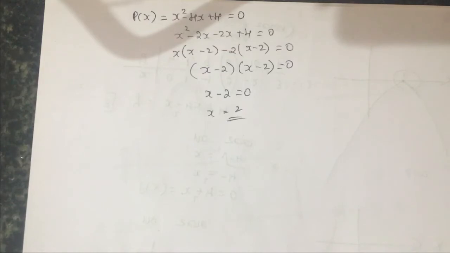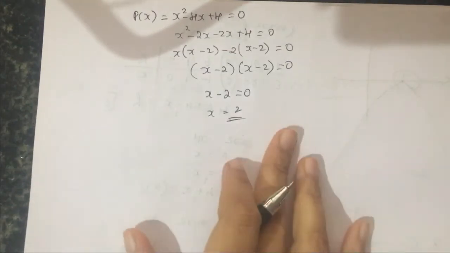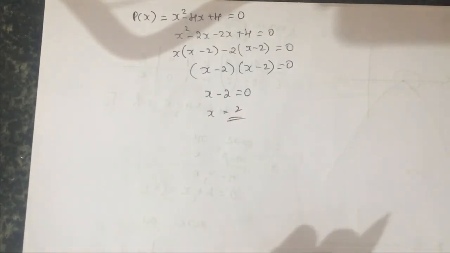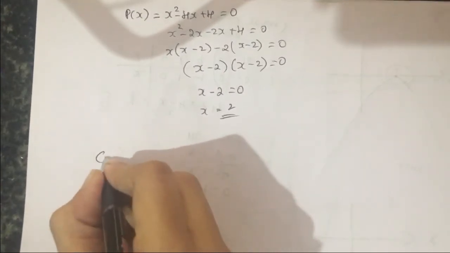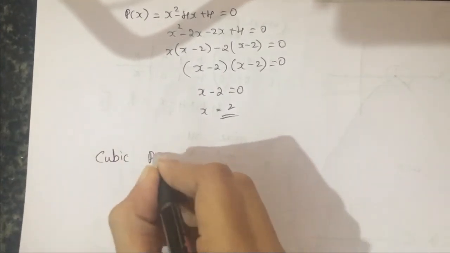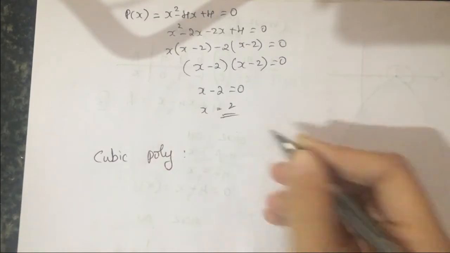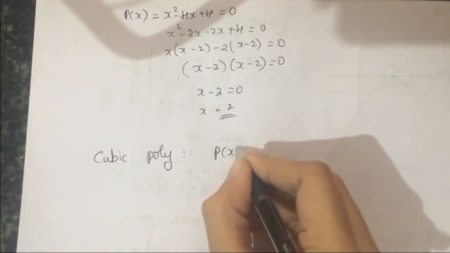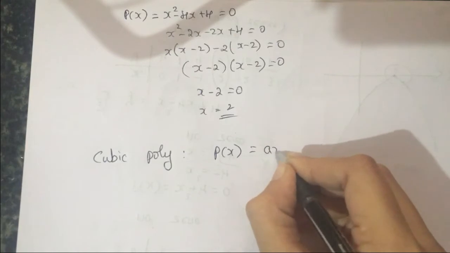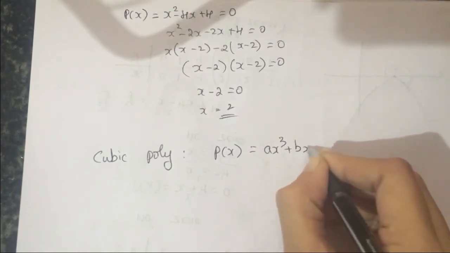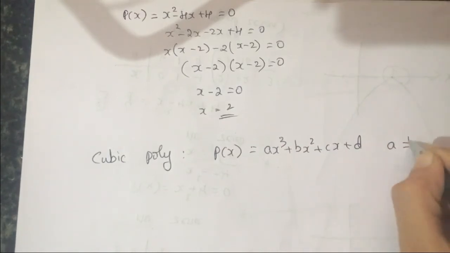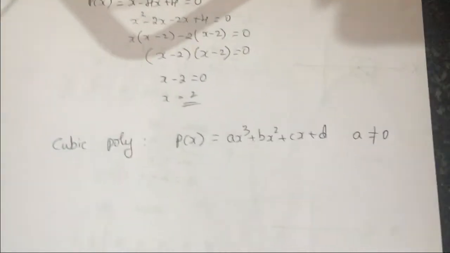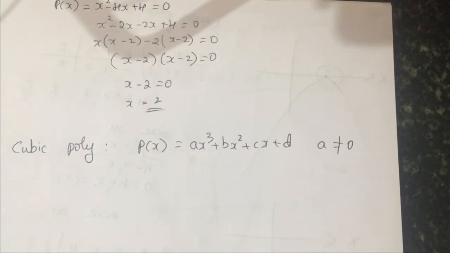So this is the case when you have a quadratic polynomial. Now what happens if you have a cubic polynomial? So let us look at it. What is the general form of a cubic polynomial? You can write ax cube plus bx square plus cx plus d, where a is not equal to 0. It's the general form of a cubic polynomial.